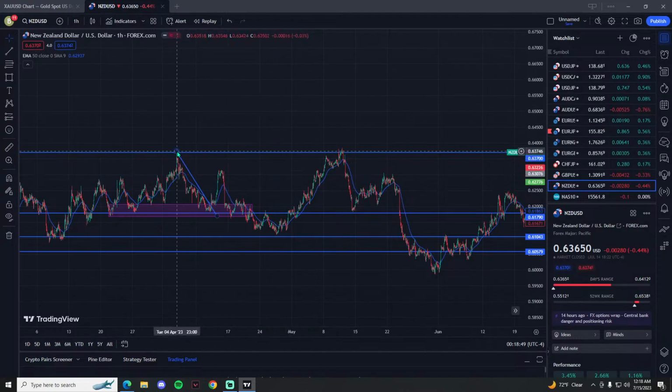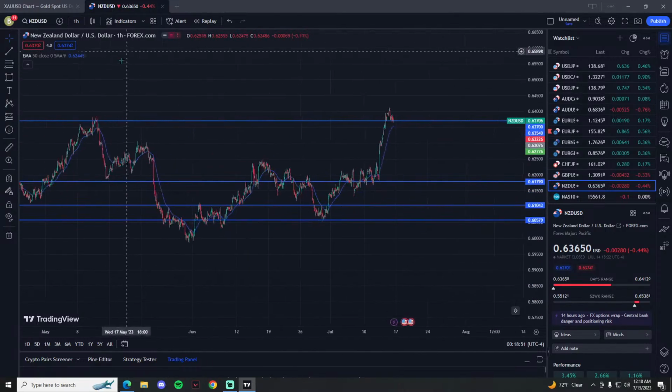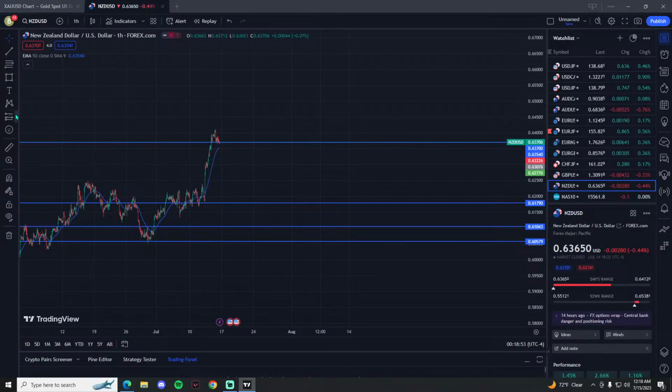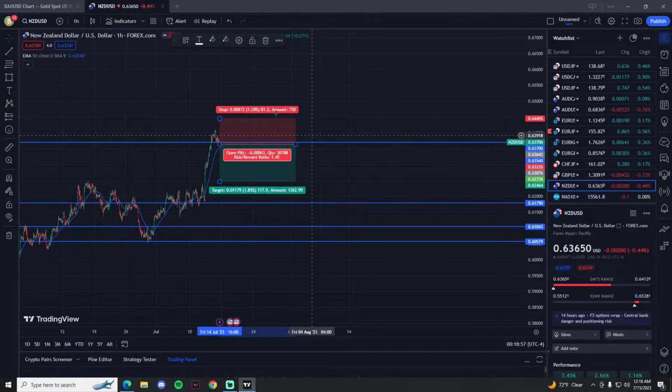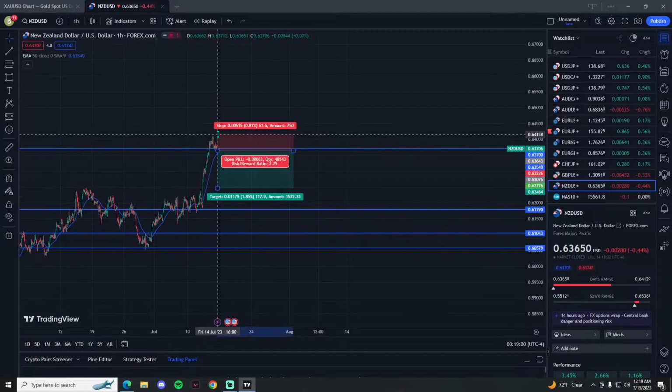It's gonna reverse. See, touches it once, reverses. It touched it, sell trade. Easy. Just like that, guys. Sell trade just like that. Take my profits there. Stop loss.